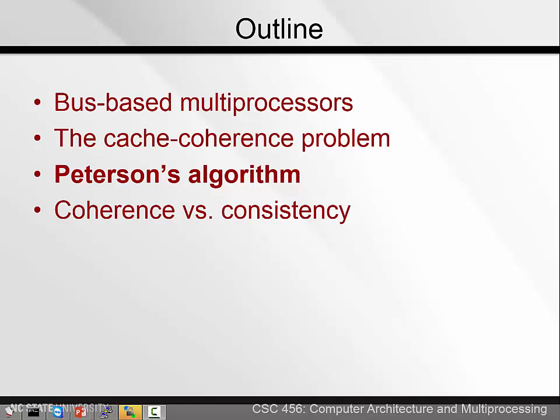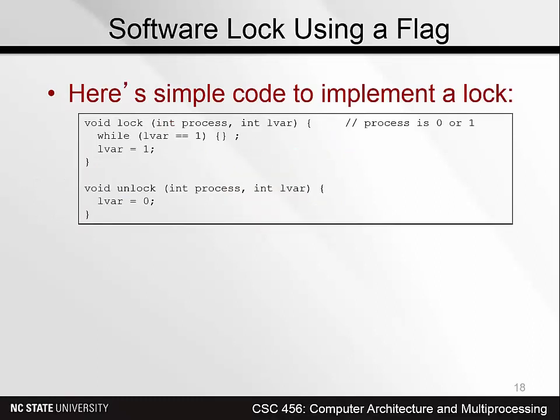Cache coherence is one property that needs to be guaranteed for parallel programs to work correctly. Another such property is memory consistency, and we'll illustrate that by studying Peterson's algorithm. The challenge is to implement a lock so that only one process at a time can pass the lock and enter the critical section, which is the portion of code that must be executed only by one processor at a time.